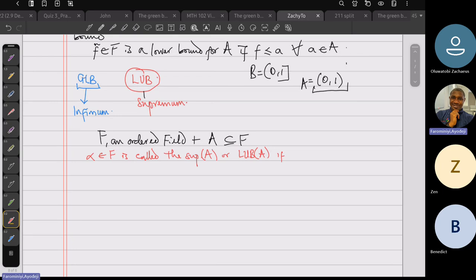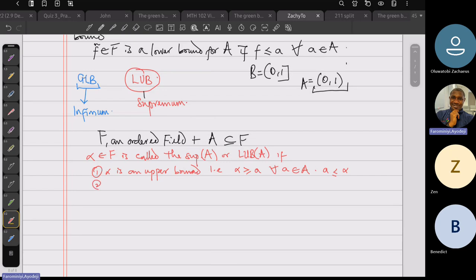So first and foremost, it has to be an upper bound, right? So what does that mean? Technically, alpha is greater than or equal to a for all a in A. Either you write it like that, or you say a is less than or equal to alpha for all a in A. So that is one.